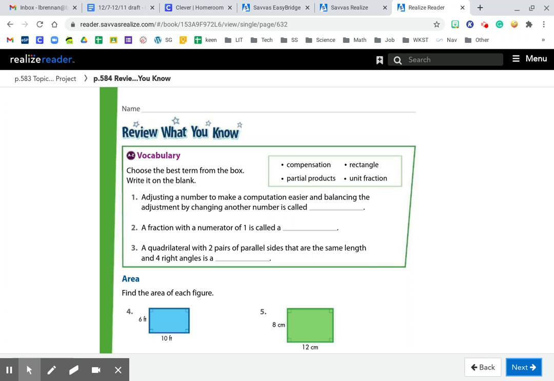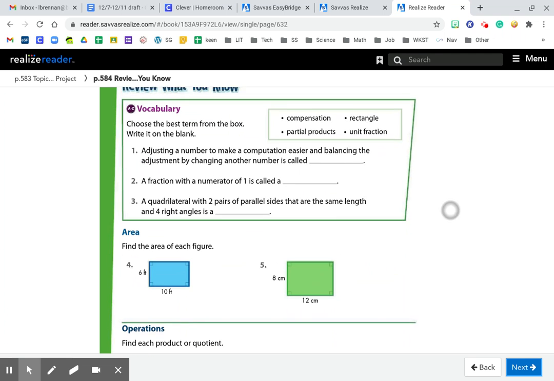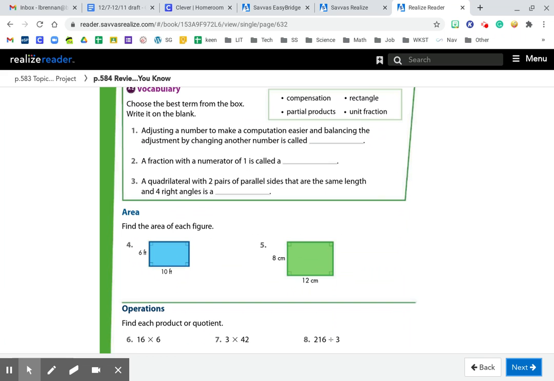So before we even get started, we're going to review some terms, and these are going to look familiar to you. Choose the best term from the box. I'm on page 584, and I'm in book 2 for math. Choose the best term from the box, write it in the blank. Our terms are compensation, rectangle, partial products, and unit fraction. Adjusting a number to make a computation easier and balancing the adjustment by changing another number is called, and if you remember, that's called compensation.